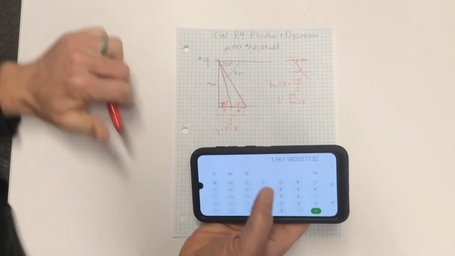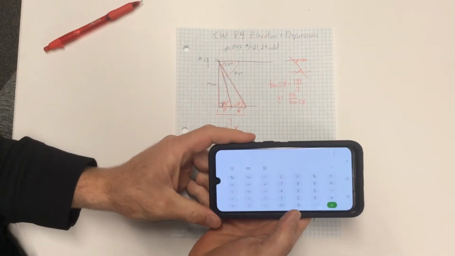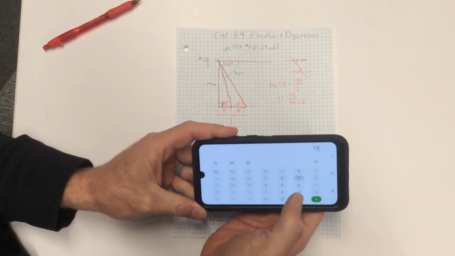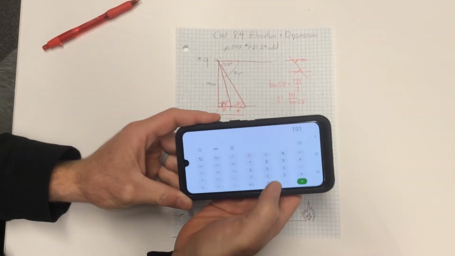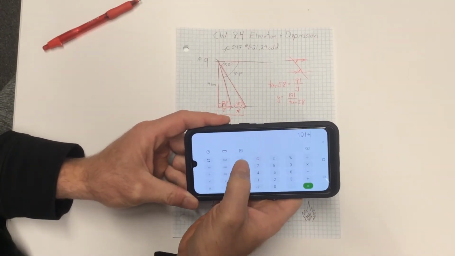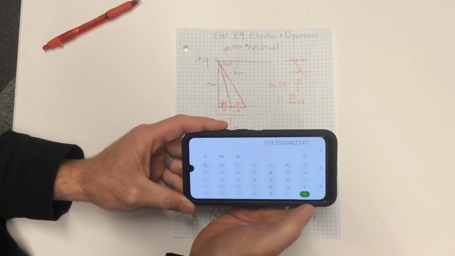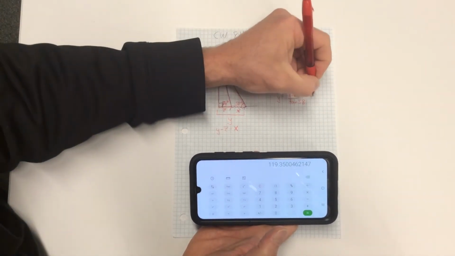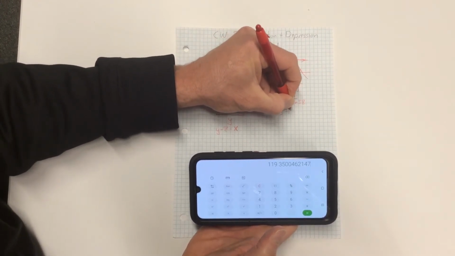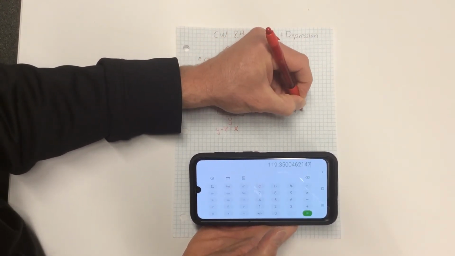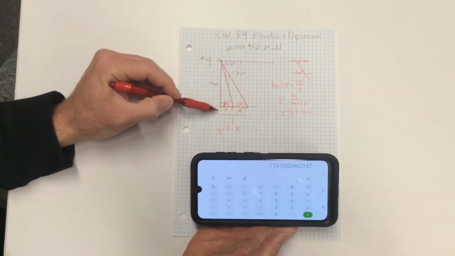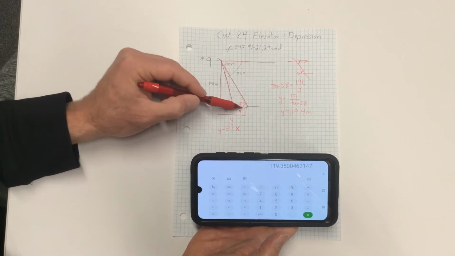Let's work that out in our handy dandy smartphone calculator. I'm going to start with the 191, divided by tangent of 58. It's going to be to the nearest tenth, it says in the problem, so y is approximately 119.4 meters. Okay, so that means this whole distance here is 119.4. So if I can find z and subtract them, I'll know what x is. So let's set that up.